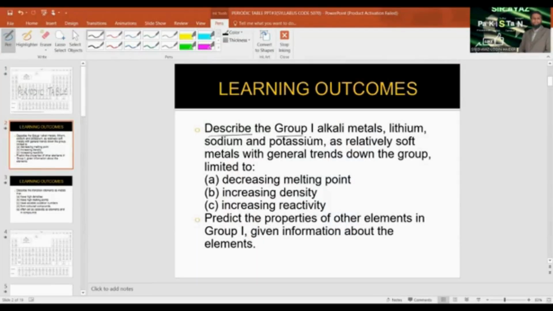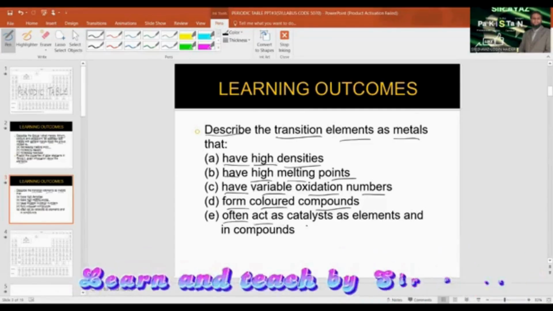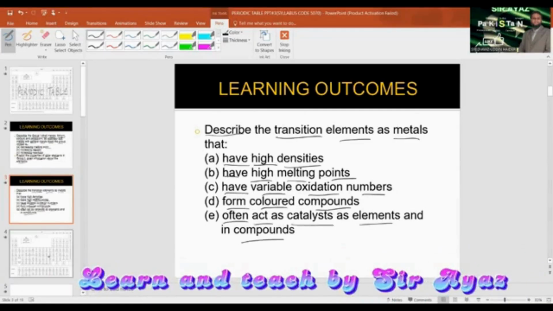Describe the group 1 alkali metals, lithium, sodium, and potassium as relatively soft metals with general trends down the group limited to decreasing melting point, increasing density, increasing reactivity. Predict the properties of other elements in group 1 given information about the elements. Describe the transition elements as metals that have high densities, have high melting points, have variable oxidation numbers, form colored compounds, and often act as catalysts, as elements and in compounds.